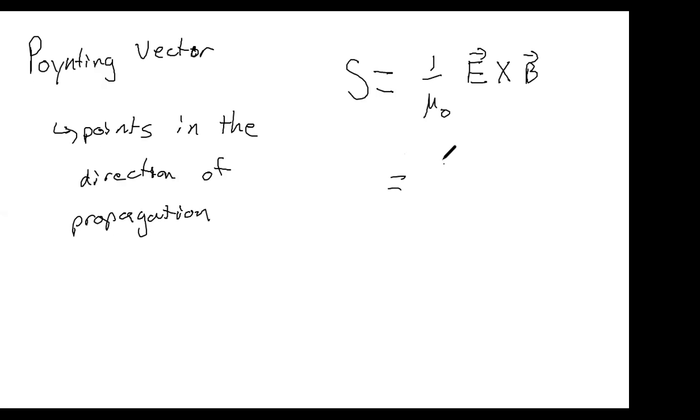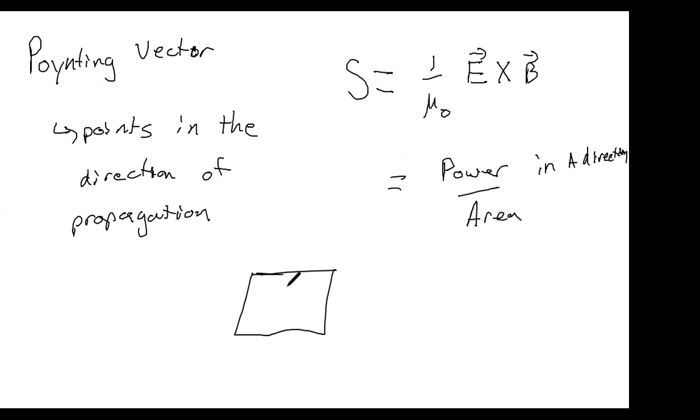the power per area, in a direction. So if you had a surface here, you would calculate the flux of the pointing vector, and that would give you the power that hits the surface.